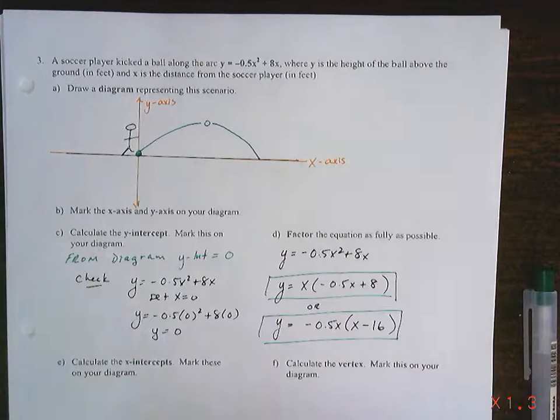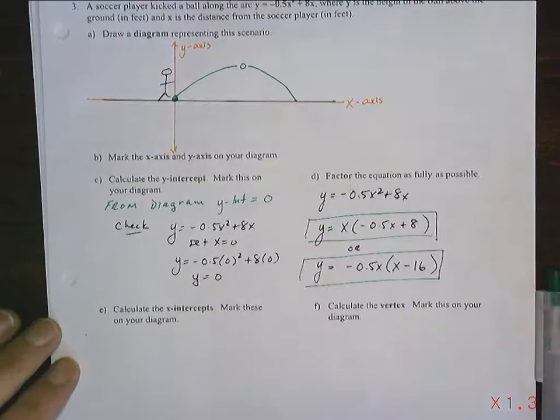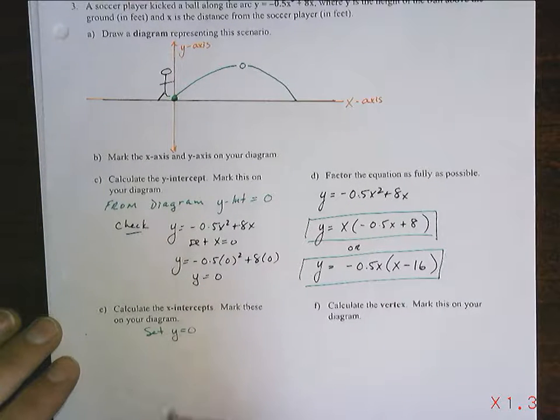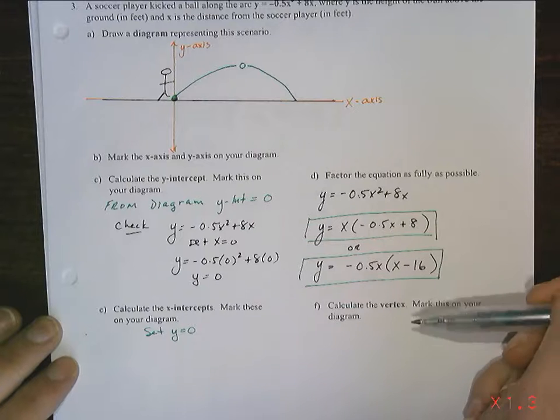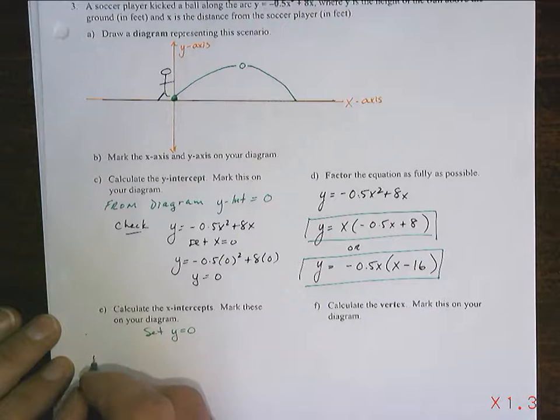So now, calculate the x-intercepts and mark these on your diagram. Well, for an x-intercept, you're going to set y equals 0. Depending on which one of these you use, depends on how easy this is going to be. Let's say we use the first one that I came up with.